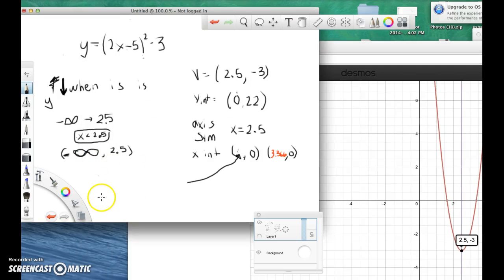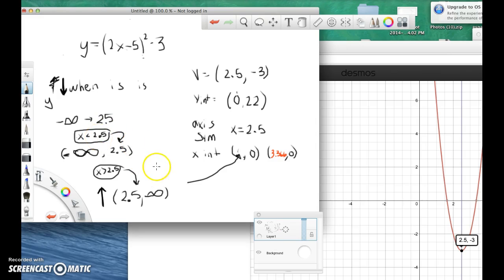So when is it increasing? Well, it's increasing when x is greater than 2.5. You can say it'll go from 2.5 all the way to forever. So this means the same as that. And this means the same as this. This is called interval notation.